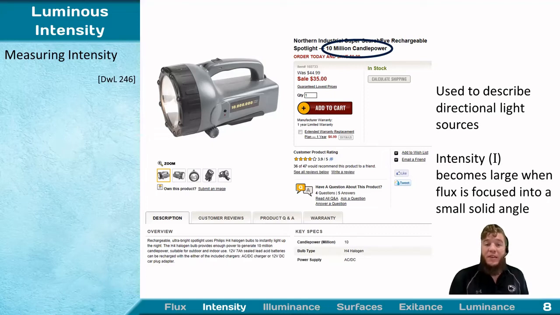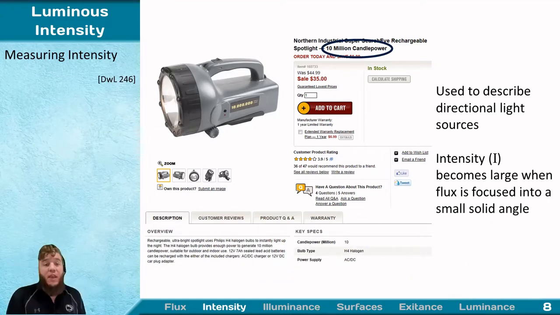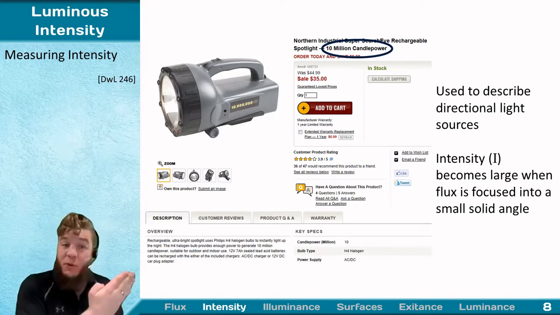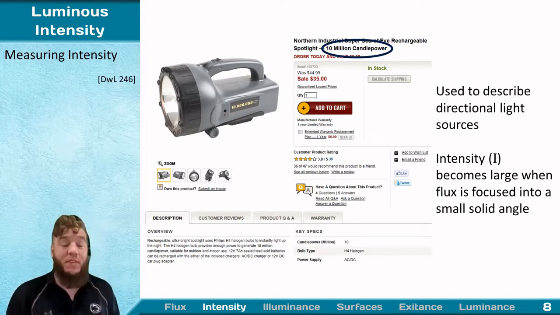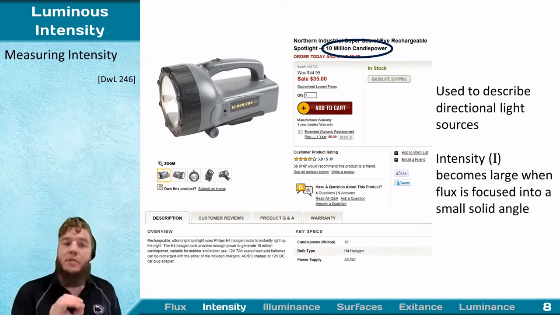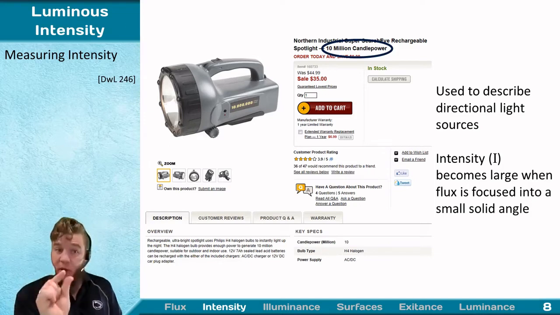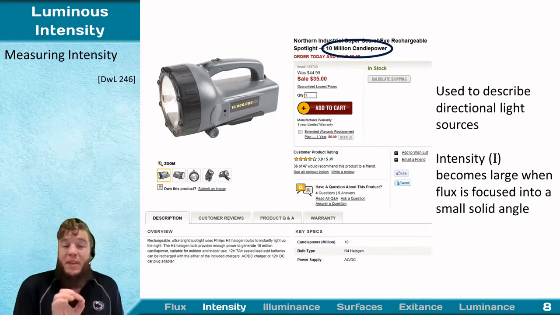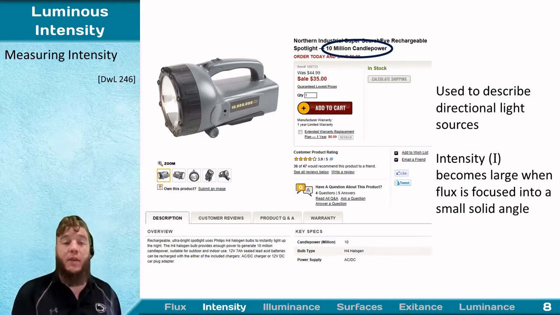So if we're asking the question, does this 10 million candle power light source emit a lot of light? I think it's safe to say for $35, no, this doesn't emit a whole lot of light, but it does emit a lot of light in a very small angle. So you wouldn't want to put your face in front of it, because the intensity is quite high, and therefore it'd be really hard on your eyes. But the good news is you would have to aim that pretty accurately to get hit by that narrow beam.